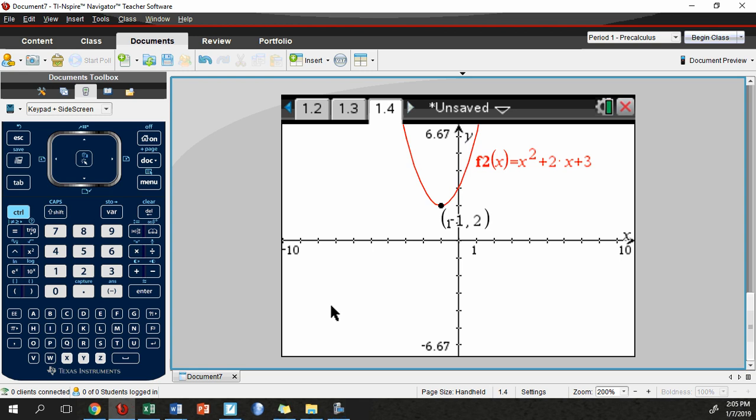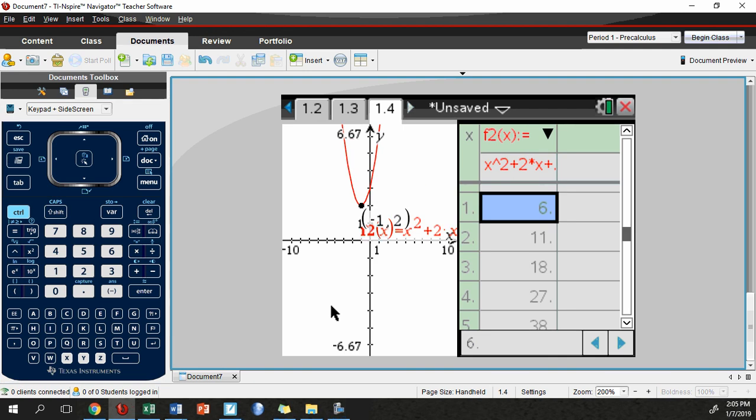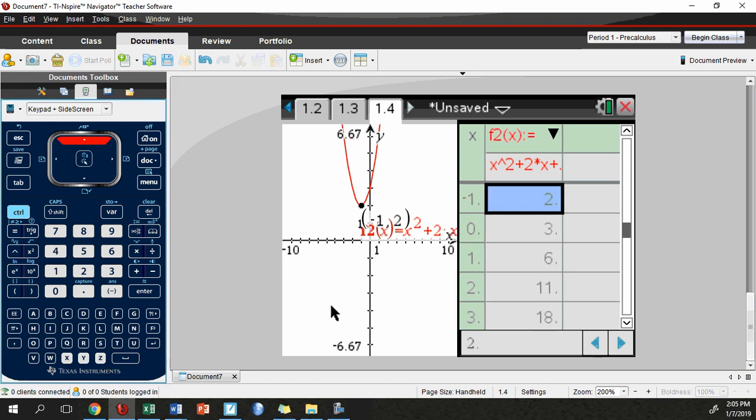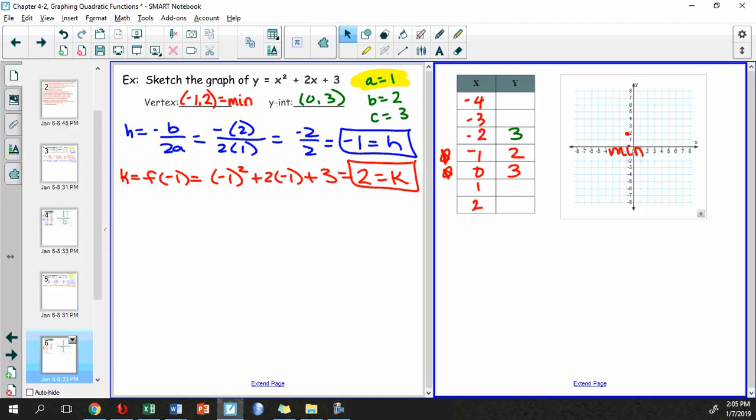From there, what should I do? Step 10. Control T. Control T will give me an entire list. And what point do I want to locate on that list? Your vertex of -1, 2. Okay, so there's my XY table. So I'm going to utilize those points. So at -4, I'm going to have 11. At -3, I'm going to have 6. Well, does that help me to know what 1 and 2 are? 1 is going to be 6, and 2 is going to be 11.